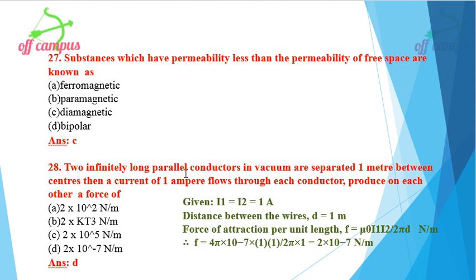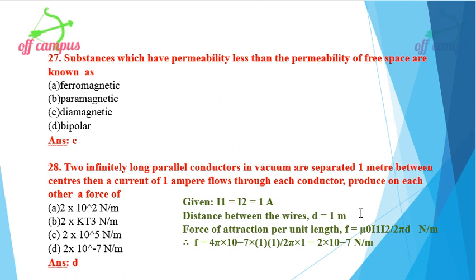Two infinitely long parallel conductors in vacuum are separated 1 meter between centers, then a current of 1 ampere flows through each conductor. They produce on each other a force of, we need to find the force between them. Okay, what is given? We know the formula for force is equal to mu naught I1 I2 divided by 2 pi d, right? Okay. What is given? Current I1 and I2 equal to 1 ampere, since the current of 1 ampere flows through each conductor. What is the distance between the wires? d equal to 1 meter.